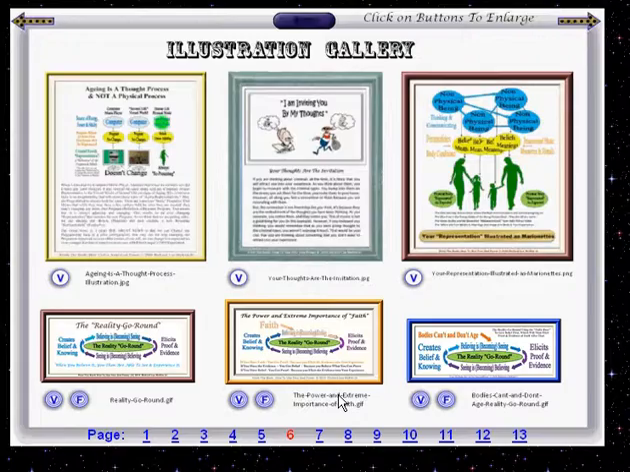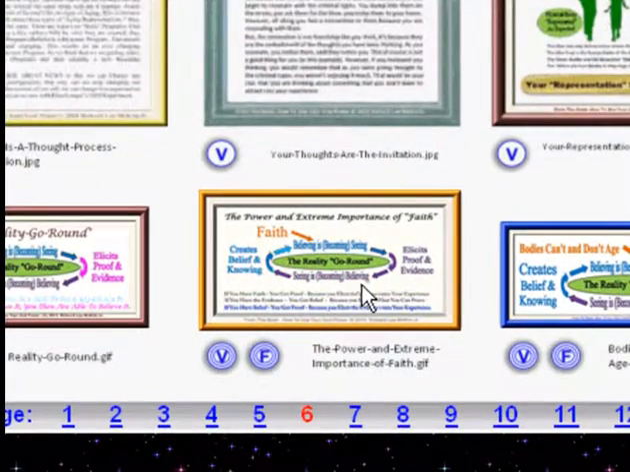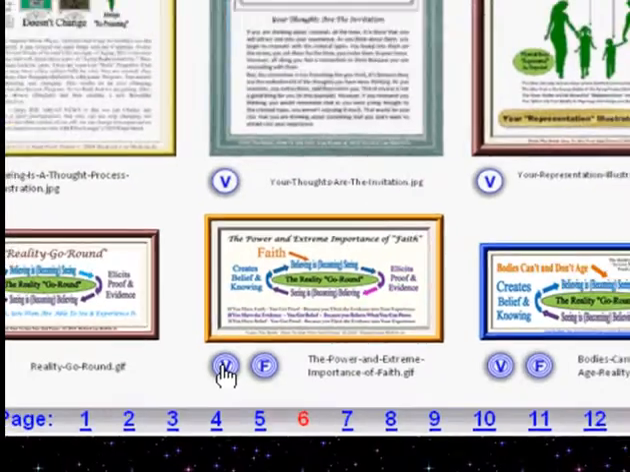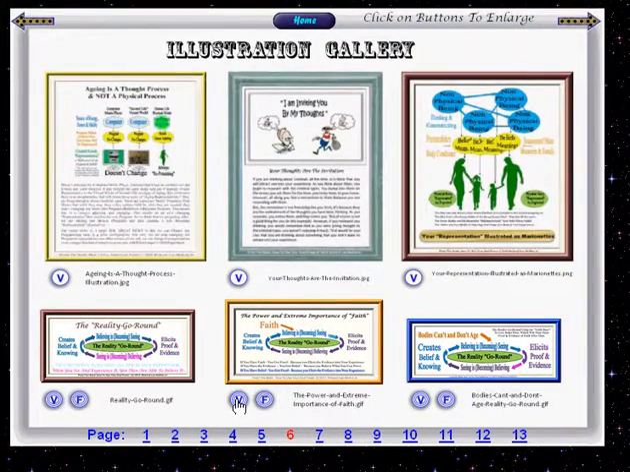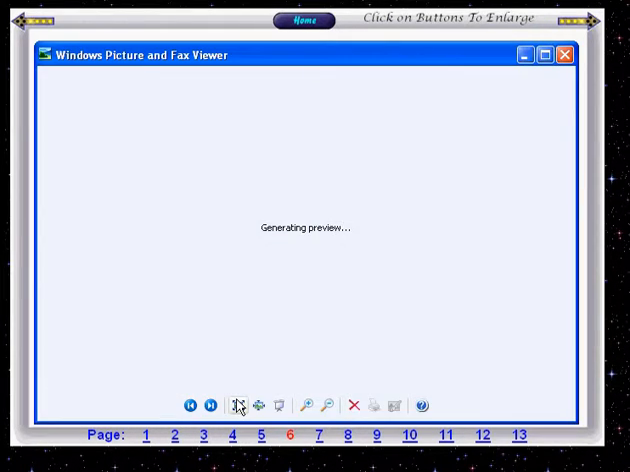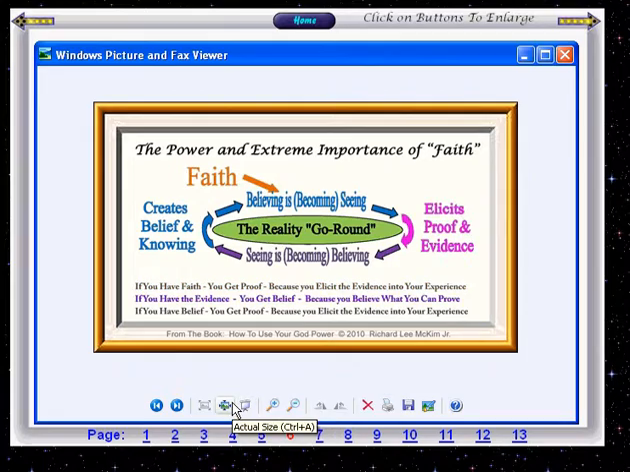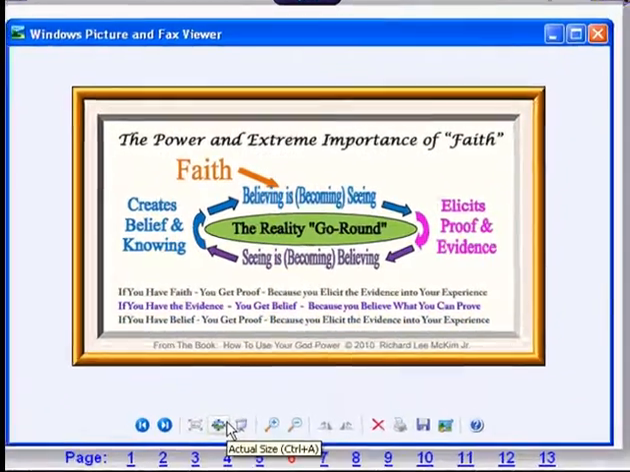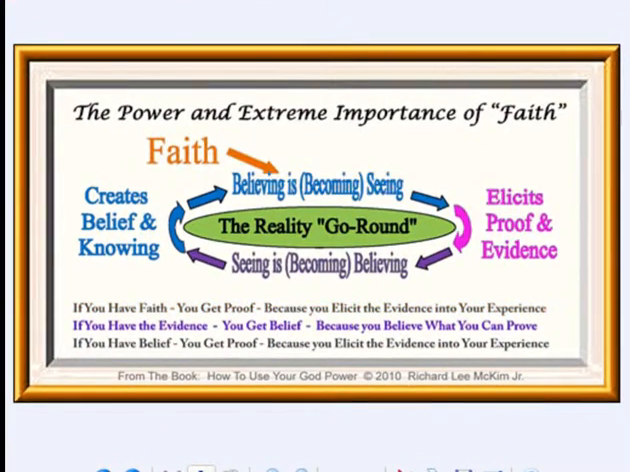Let's look at one of these illustrations. This one is the Reality Go Round illustration with the faith door. It is an animated GIF, which means that it is a moving illustration. If we click on the V button, it will display the animated GIF version of the illustration. There it is. This is the Reality Go Round with the faith door coming in.